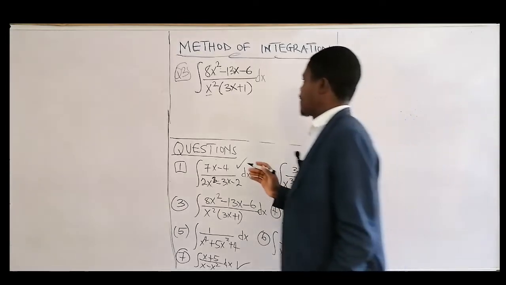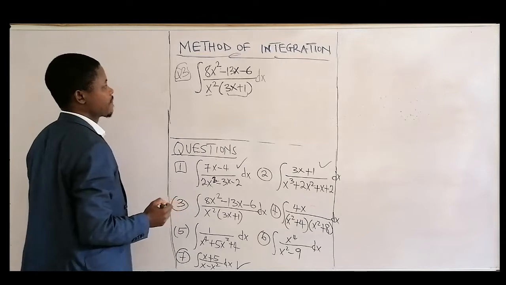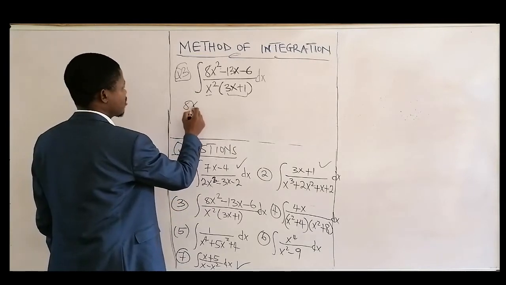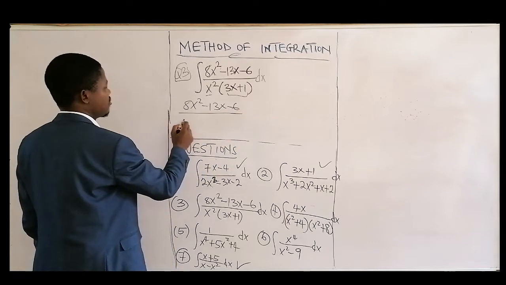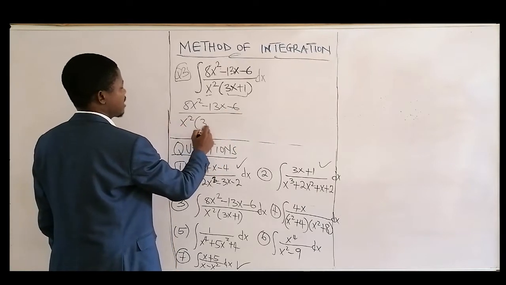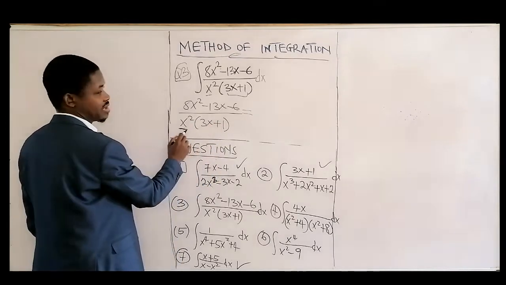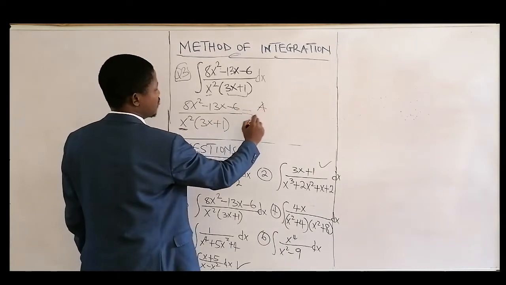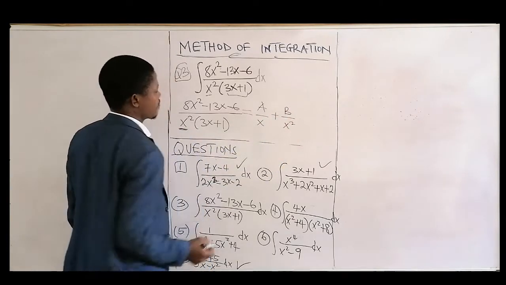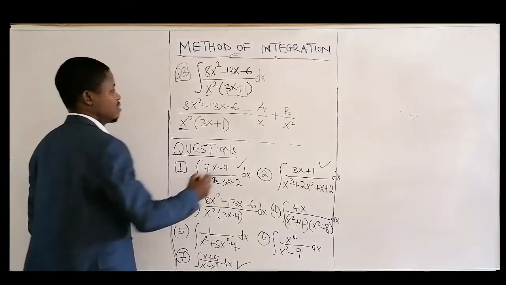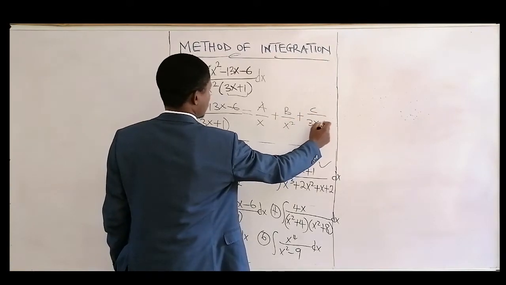So what we do here. This is also linear. Let's take the content of the integration, x squared times (3x plus 1). First thing to do is this repeated factor, which will be equal to A over x, followed by B over x squared, then the final one plus C over 3x plus 1.